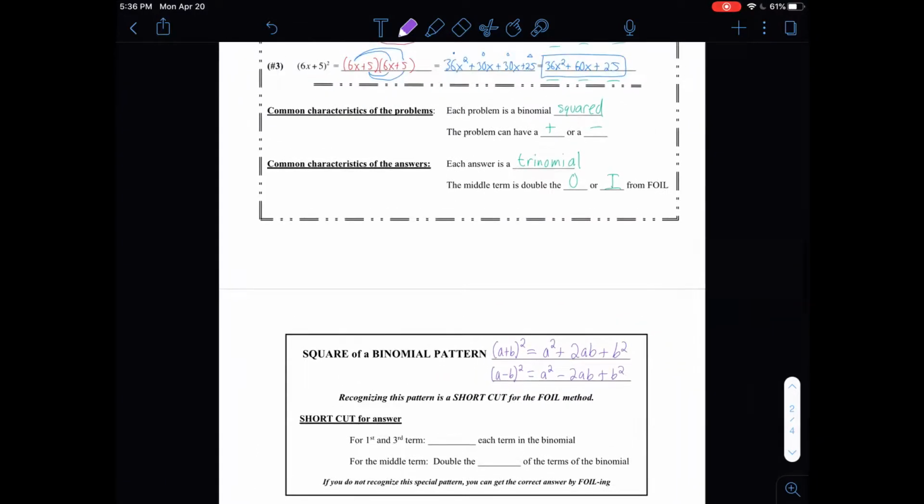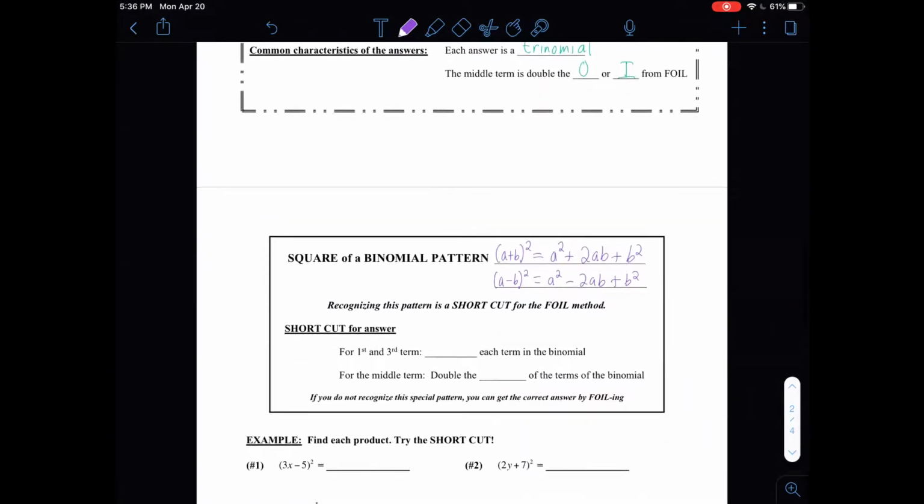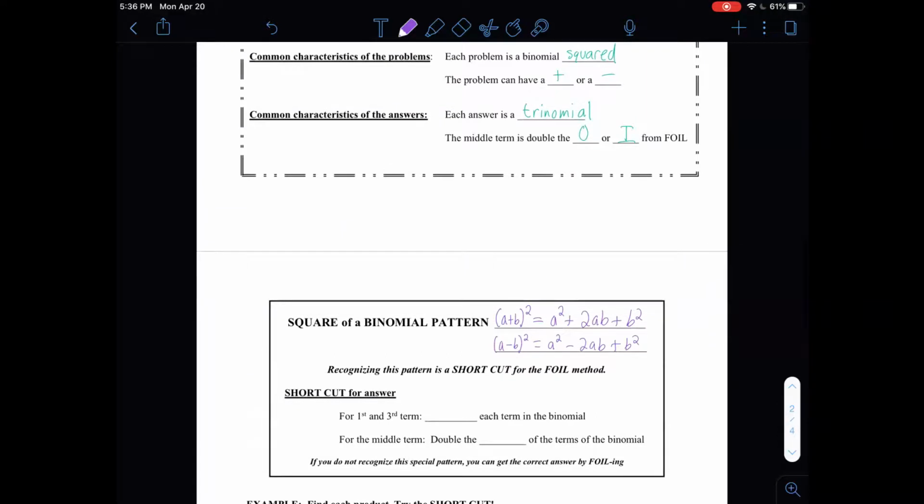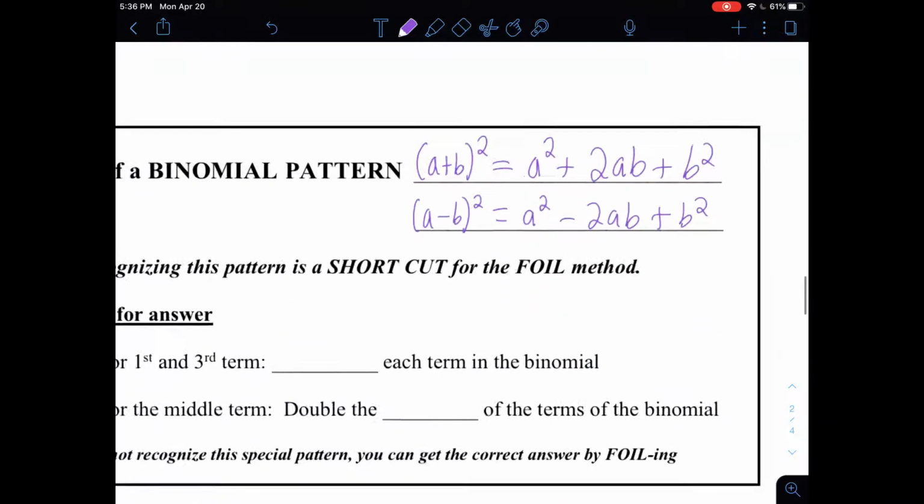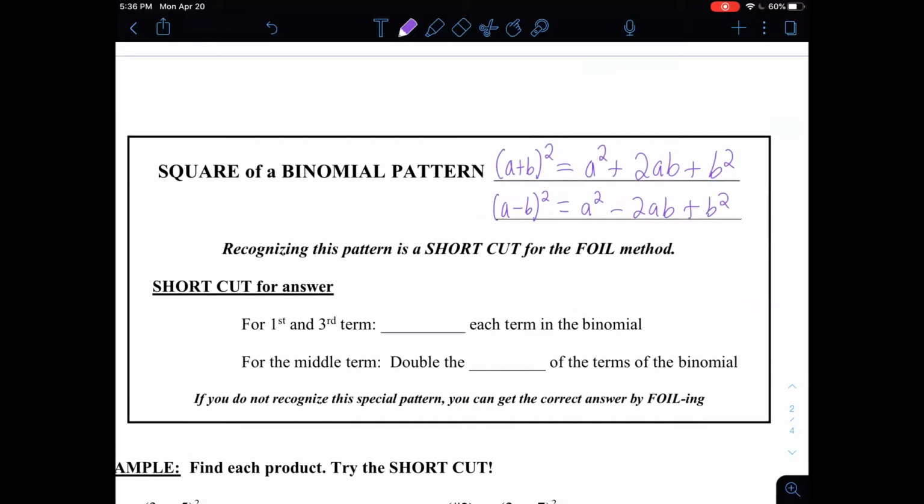Okay, so if we go back up to here, yeah, this is kind of confusing. We'll come back to it in a second. We'll finish this one off right here, okay? So the shortcut for the answer, the first and third term, you're going to square each term. You're going to what? You're going to square each term. For the middle term, you're going to double the product. You're going to double the what? You're going to double the product of the binomial.